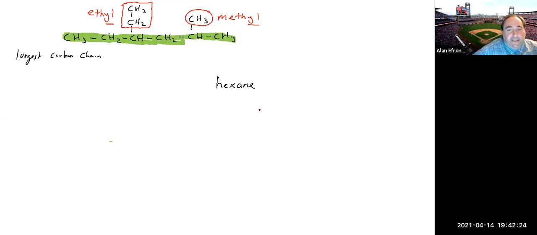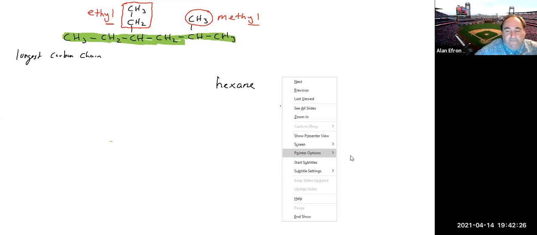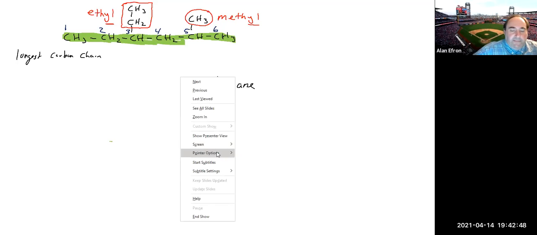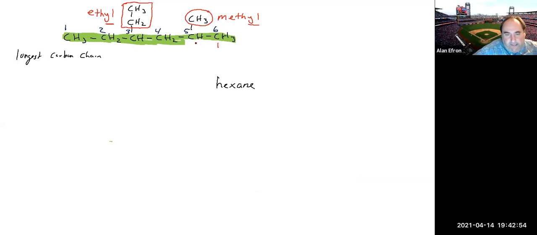We pretty much need to give the location where we can find those groups on the chain. And this is where the numbering part comes into play. We can number the main part of the chain, which is in green, left to right, which means this is carbon 1, this is carbon 2, this is carbon 3, that's carbon 4, that's carbon 5, and that's carbon 6. We could also number that main chain going the other way. This would be carbon 1, carbon 2, carbon 3, carbon 4, carbon 5, and that would be carbon 6.